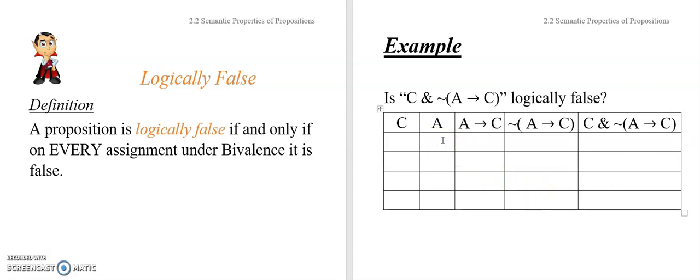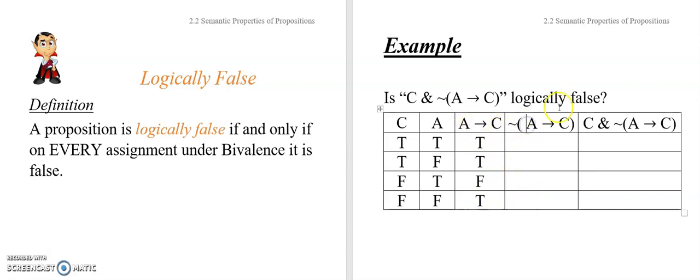Okay, hopefully you've had a chance to pause, but we're going to go through this together. We're going to build our truth table in the standard way. And notice that here we've got A implies C. So this column, arrow, this column. This is the antecedent. So we get true arrow true is true. False arrow true is true. True arrow false is false. False arrow false is true. So that's what that column looks like.